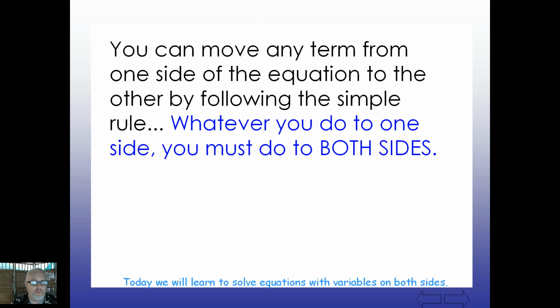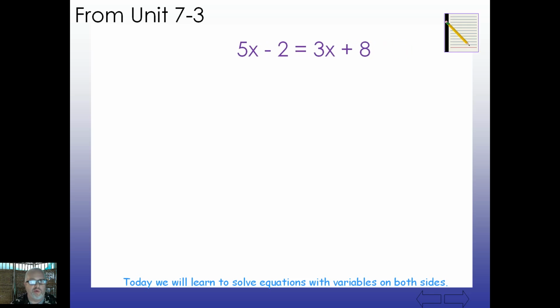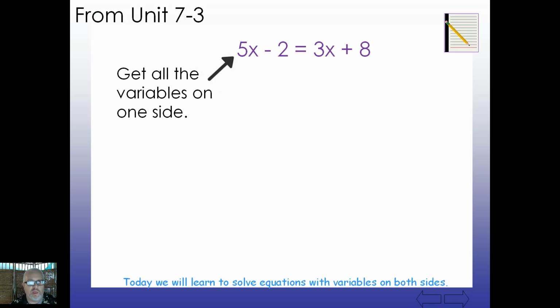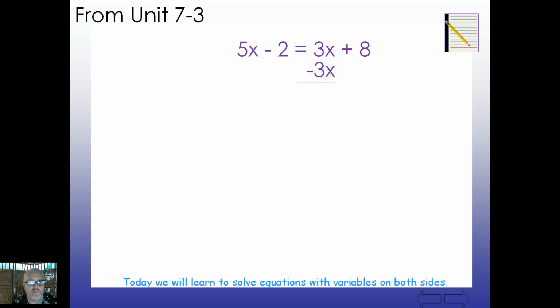Alright. Again, whatever you do to one side, please do to both sides of any equation or inequality. Give this one a try here, and we'll check in with you in just a second. Okay, did you get rid of the 3x? Hopefully so, which leaves you with 2x minus 2 equals 8. What's next?